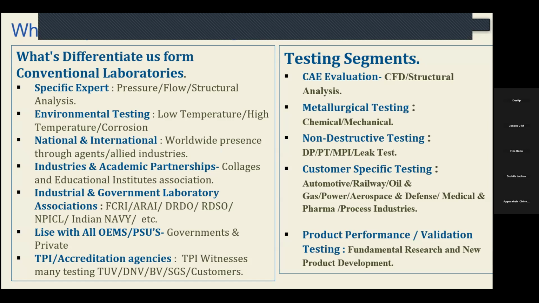We also have industrial and government laboratory associations like FCRI, ERI, DRDO, RDSO, NPCL, and the Indian Navy. We keep participating with them to solve critical problems wherever we have expertise and wherever their need is. There are many success stories we have proven with these organizations. We are also open to ally with the OEMs; in fact, many OEMs and their tier one suppliers ally with us. Apart from the certification and accreditation bodies, this laboratory has also been validated by many TPIs and accreditation agencies like TUV, DNV, BV, and SGS. There are customer-specific witness tests also performed at our end, and our laboratory and people have worked very well with those agencies.